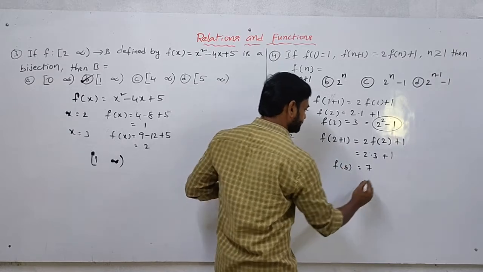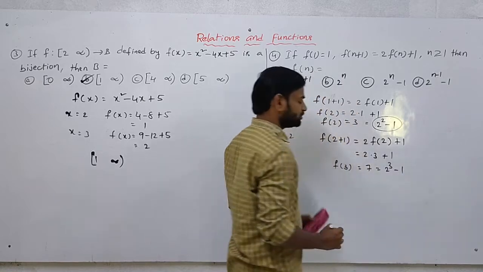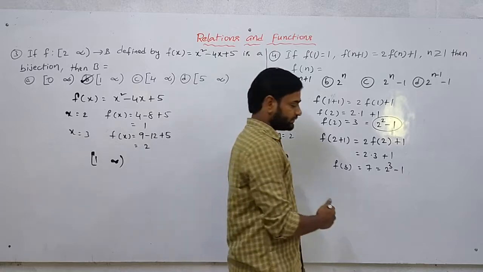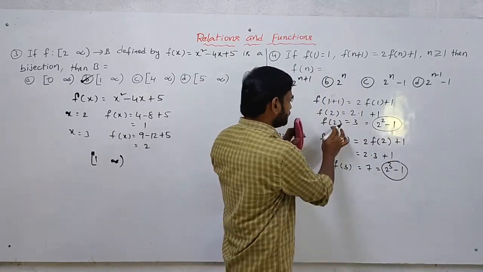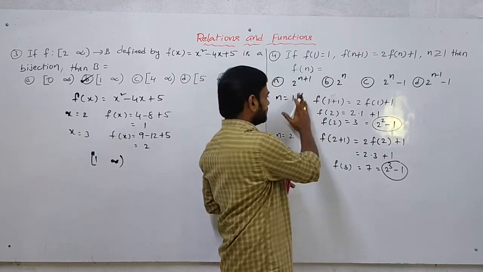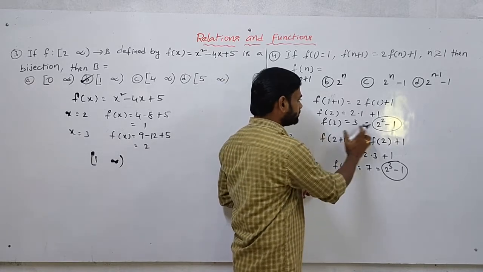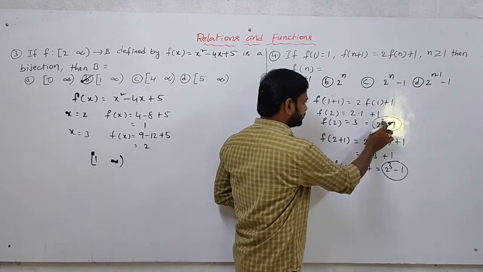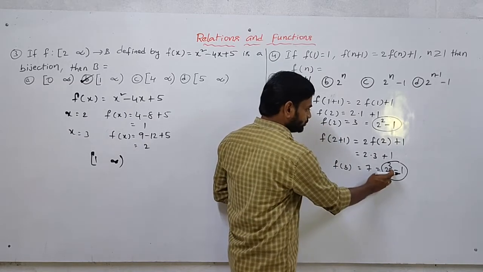2 plus 1 is 3. 7 I am writing as 2 power 3 minus 1. 2 cube minus 1: 2 cube is 8, 8 minus 1 is 7. So you are getting the same formulas. So f of 2, just see here, forget this one. See here, f of 2 equals 2 square minus 1. Next, f of 3 equals 2 cube minus 1.